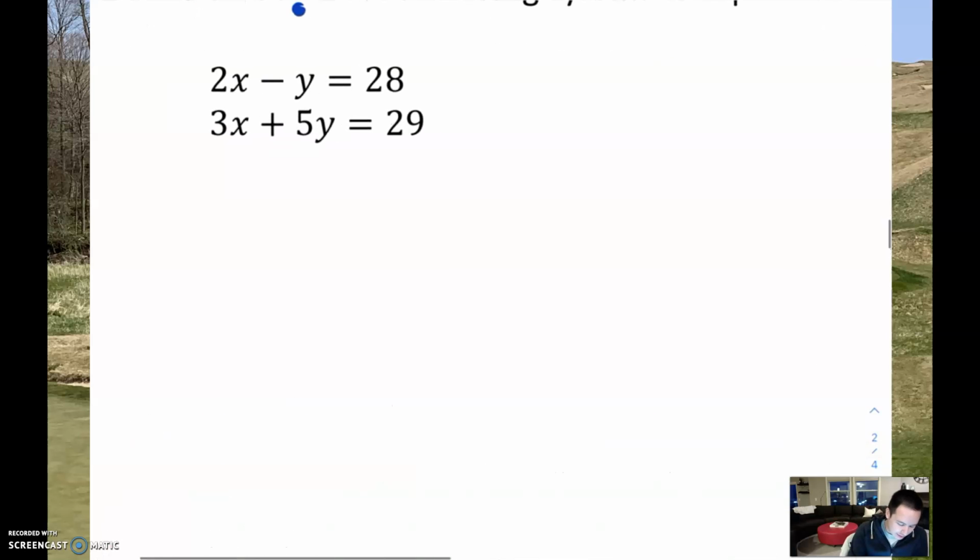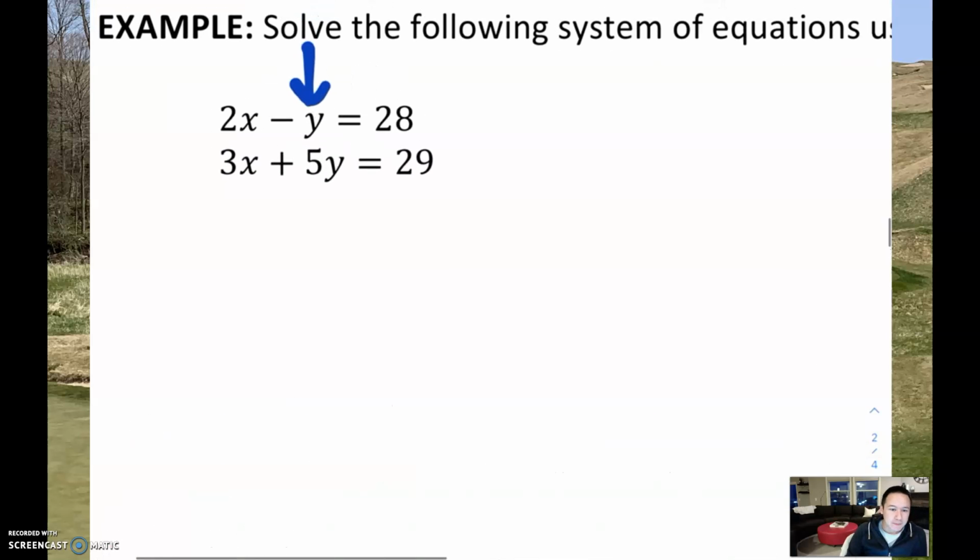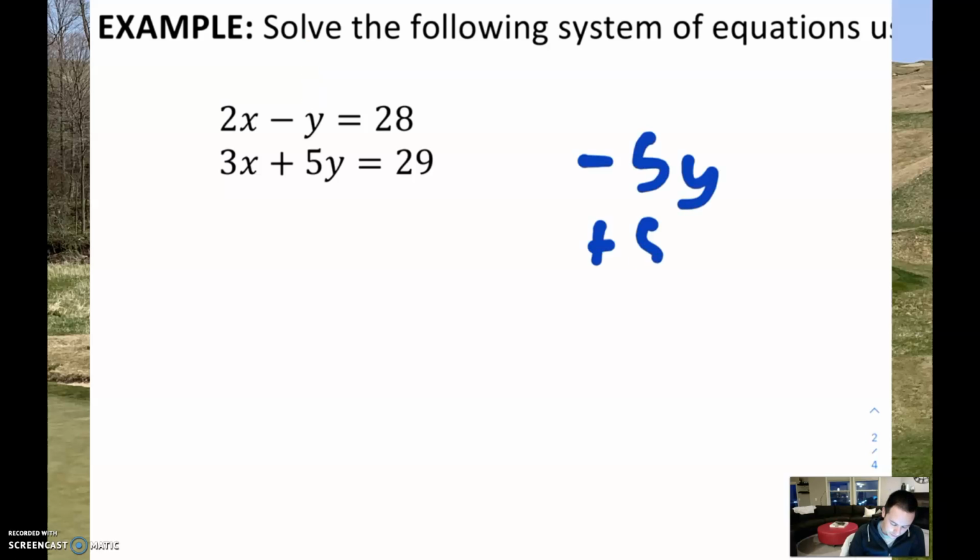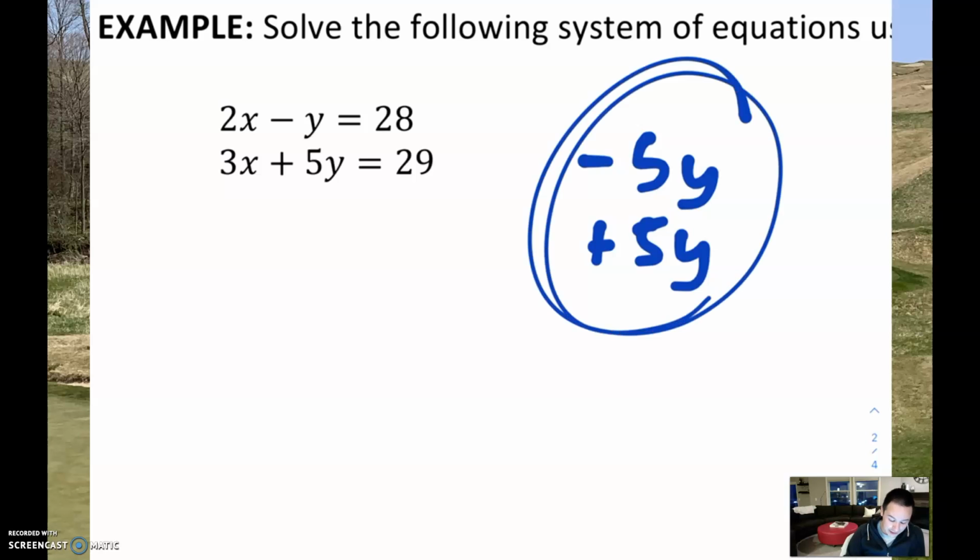So if I look at my y variables, I have a negative y and a 5y. If I add those together, it becomes 4y. That doesn't cancel anything. So if I have this one as a 5y, to cancel it out, the top one needs to be negative 5y. Because if I have this, it will end up canceling out and eliminating. The problem is I don't have that.